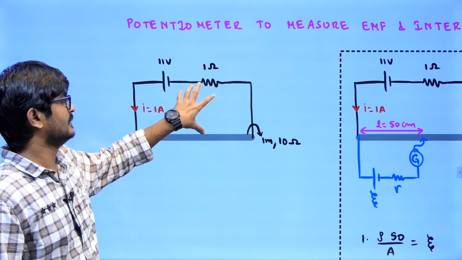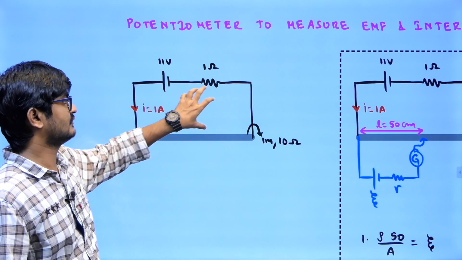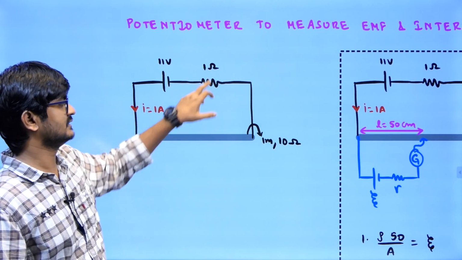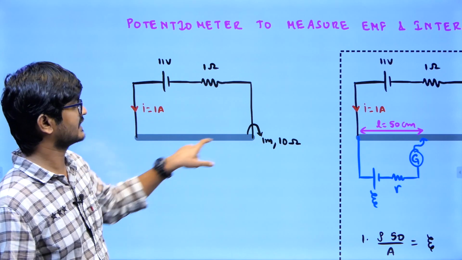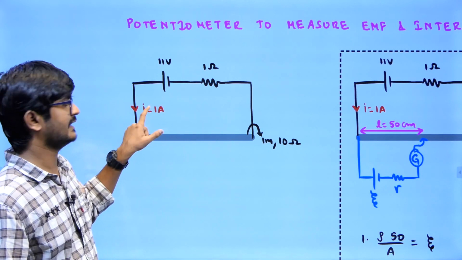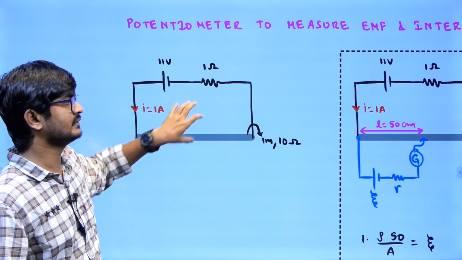Generally I look at the primary circuit first. Suppose only the primary circuit is there: 11 volt is there, 1 ohm is there, and this resistance is 10 ohm. So the total resistance is 11 ohm, so the current will be 1 ampere. This is the primary thing we need to know.